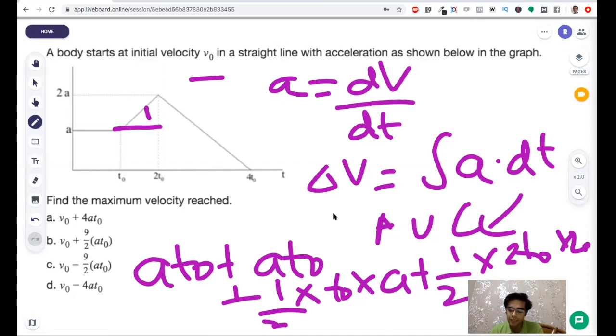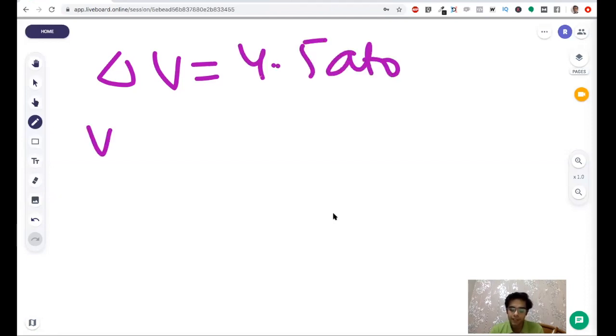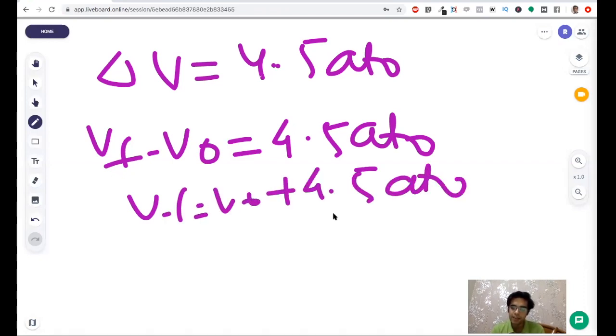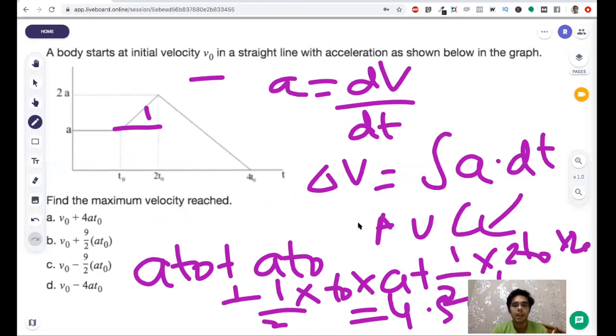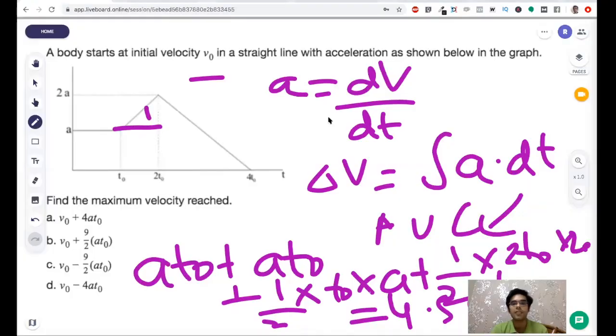If we do this calculation, we get delta v as 4.5 a t naught. So v final minus v initial is equal to 4.5 a t naught, and vf comes out to be v naught plus 4.5 a t naught. Now can you see the importance of animation? It's helping you visualize significantly, and it's very important that while studying the concept, you visualize.